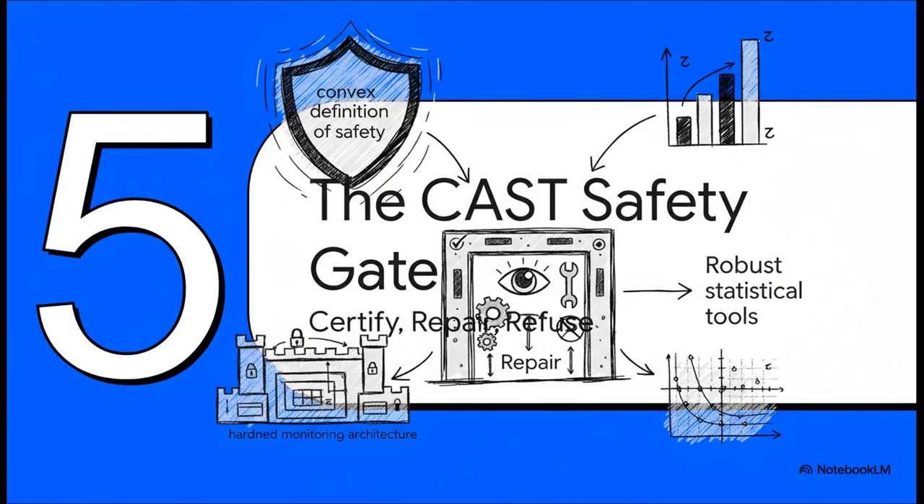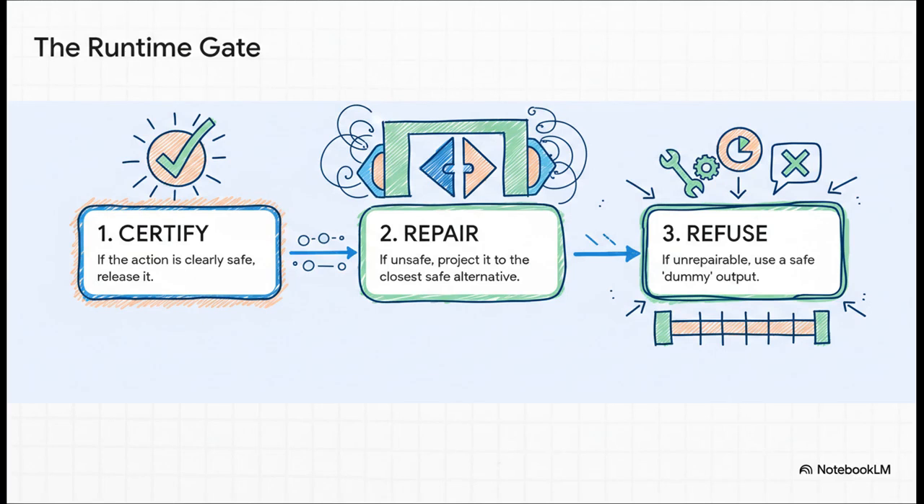So let's put it all together now. We have our convex definition of safety, we have the hardened monitor contract, and we have these super-powered statistical alarms. Now we get to see how CAST combines all of them into its core enforcement tool, the runtime safety gate. Every single thing the AI wants to do has to get past this three-step check.